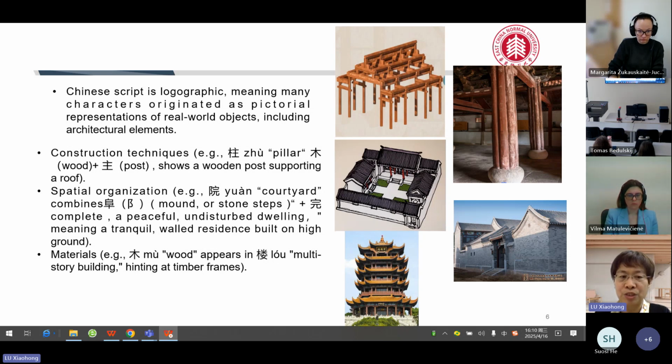For example, the word mu, which means wood, appears in lou. Lou here is a multi-story building. So when you have this mu indicating the material, this building is built of wood. And the right part indicates there are several layers or stories here. Through the word lou, we know the material of this building and also what kind of structure it is.